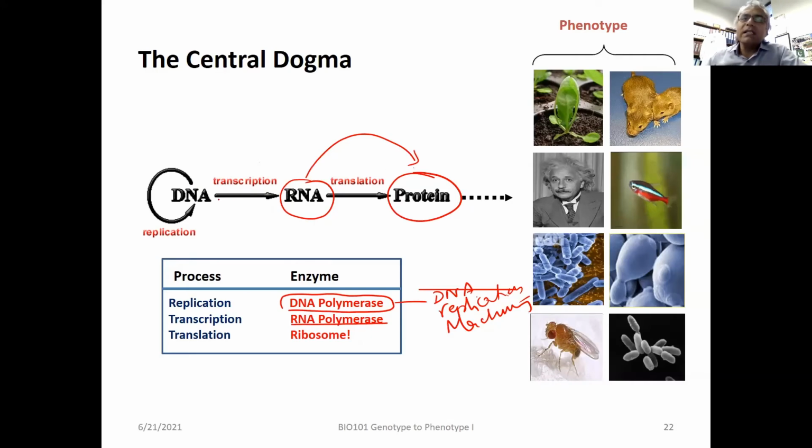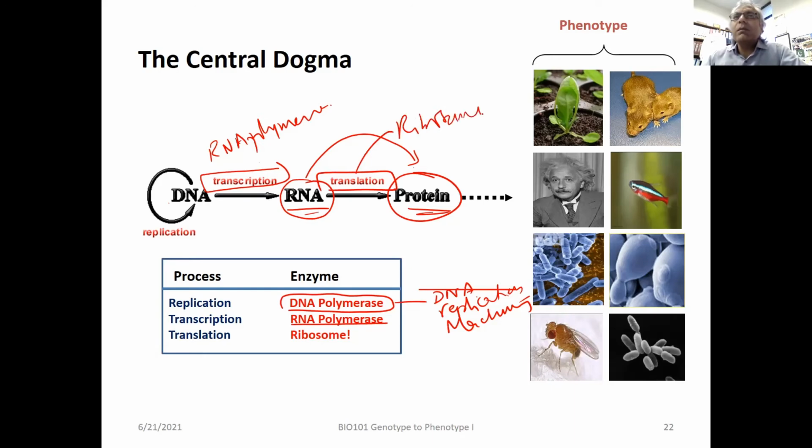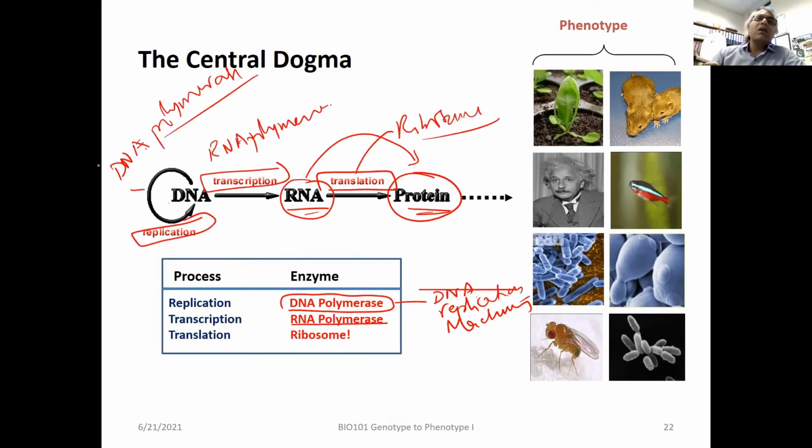The process of decoding DNA into RNA is called transcription, and it is led by enzymes called RNA polymerases. The process of decoding RNA into protein is called translation, and it's led by ribosomes, a huge protein complex. And the process of DNA replication is led by enzymes called DNA polymerases. Now, this is the central dogma.